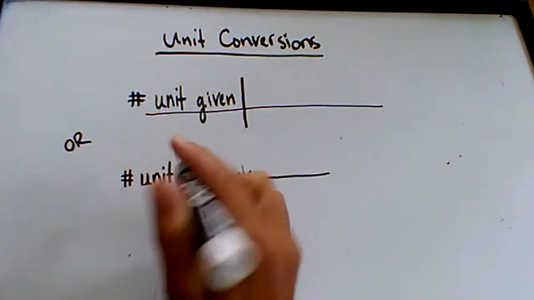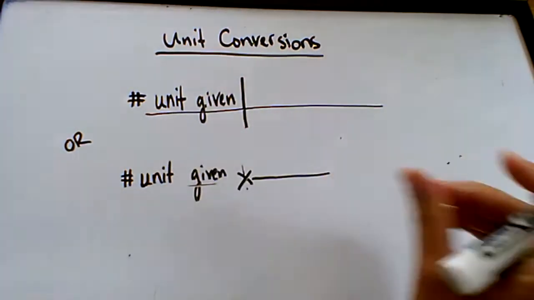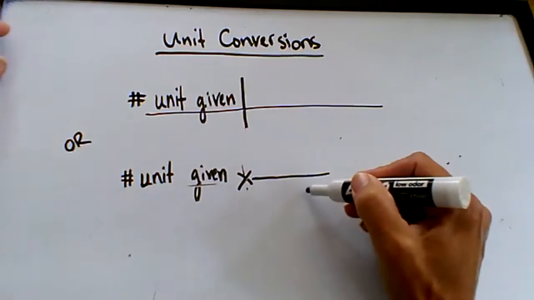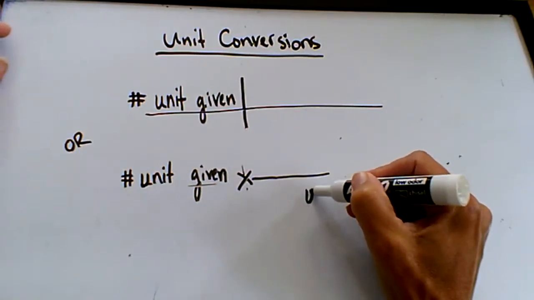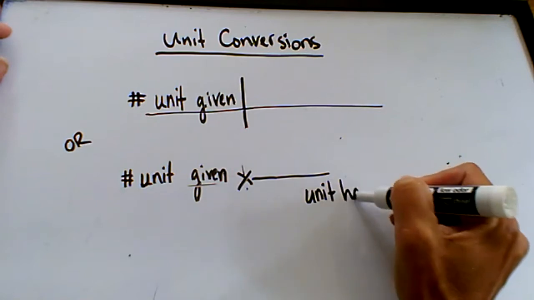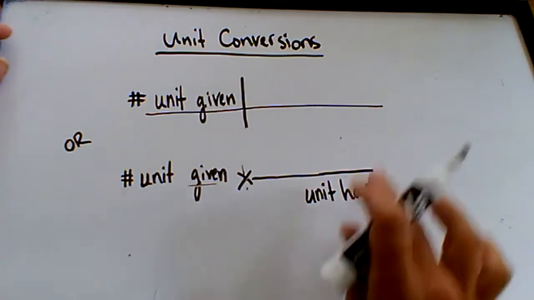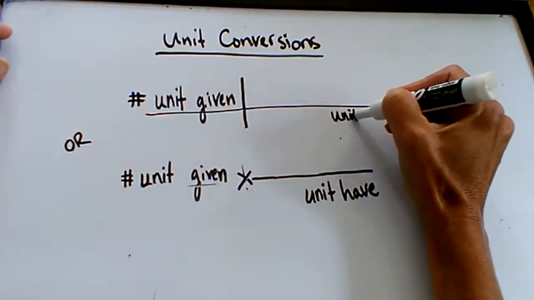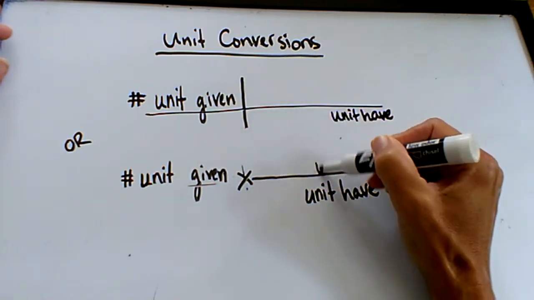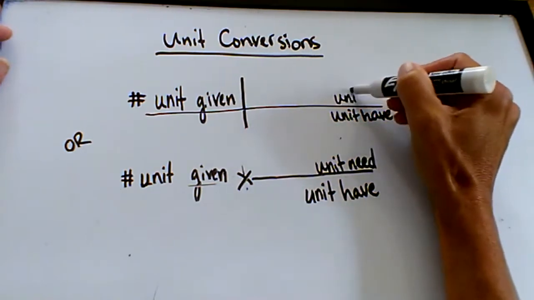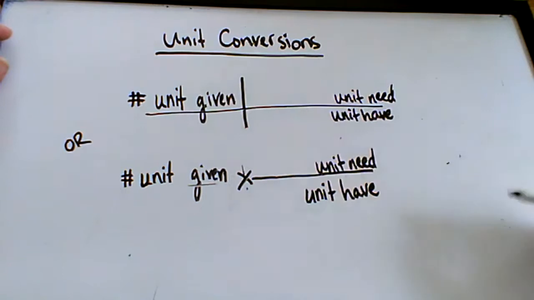I'm always going to start with the number and unit given. That's the number and the unit that I need to change. I need to get a new unit for this number. I'm going to write the unit I have down here, okay? I did not write number. I just said unit. And I'm going to write the unit that I need up top, okay? Up top, all right? The reason, I'll say that in a minute.